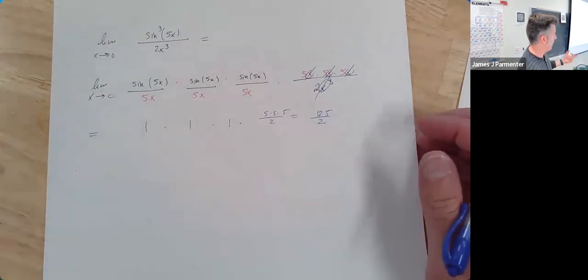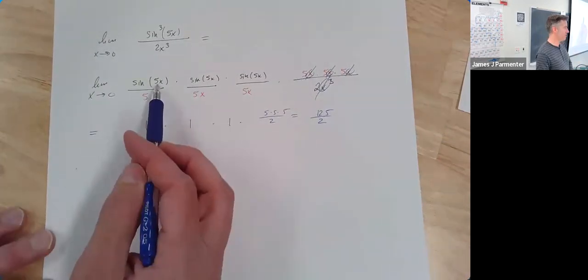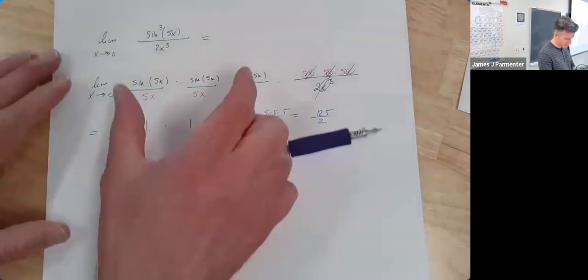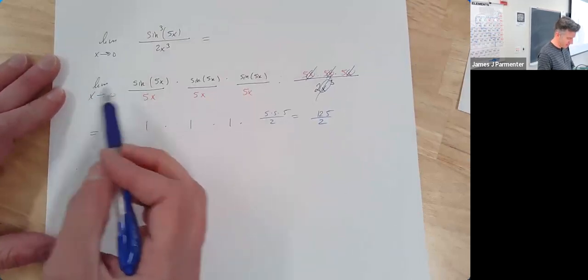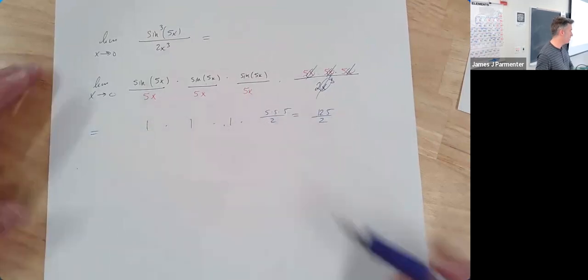The thing I want you to not have a problem with is that we are not saying that sine of 5x over 5x is equal to 1. We're saying its limit as x approaches 0 is equal to 1. So when you go from this step to this step, you have to write the limit and say, oh yeah, the limit of that is 1. Limit of that is 1. Limit of that is 1. And all this other stuff is just.